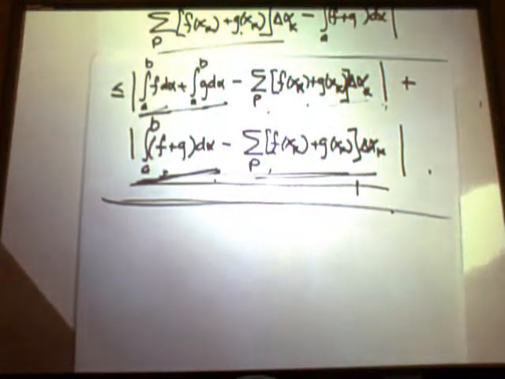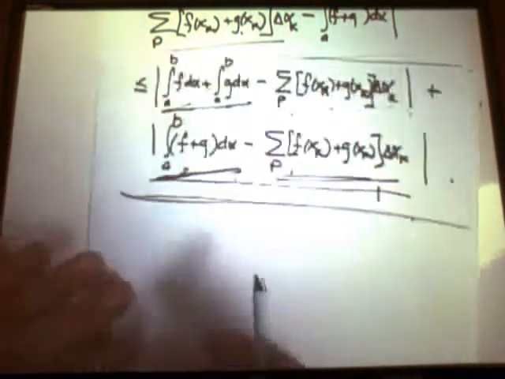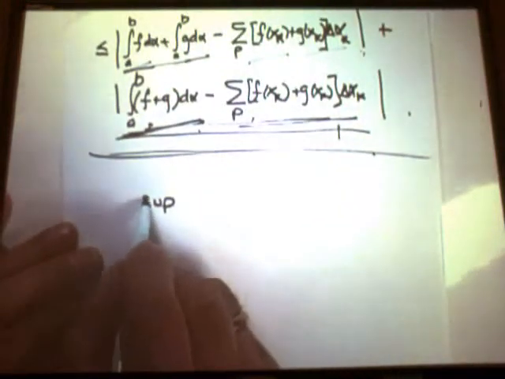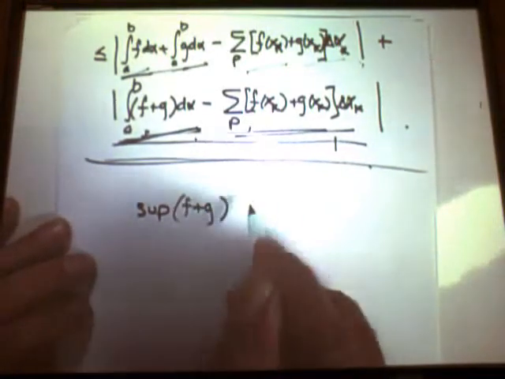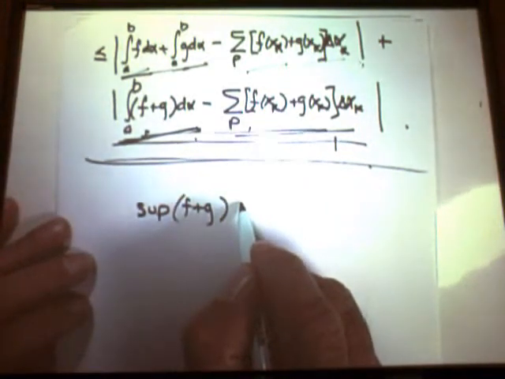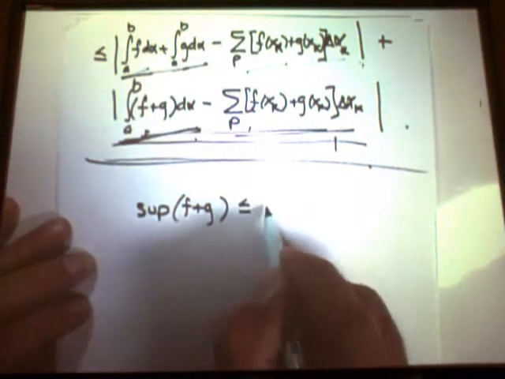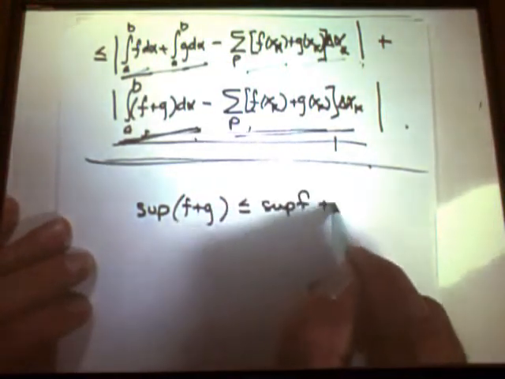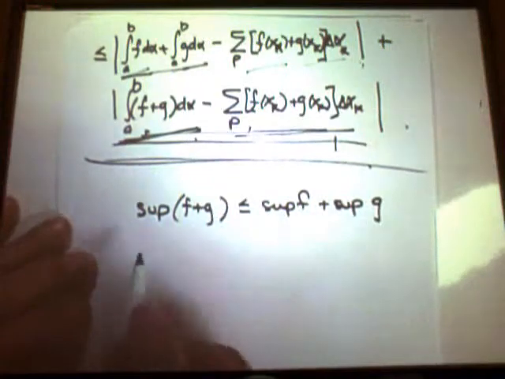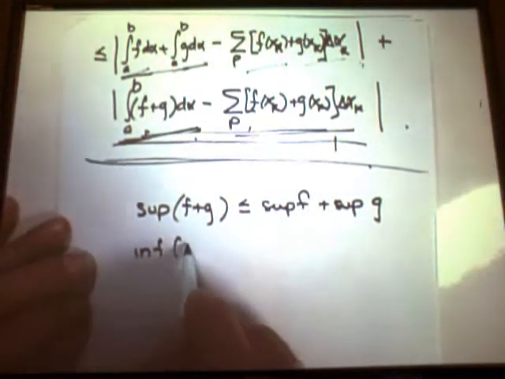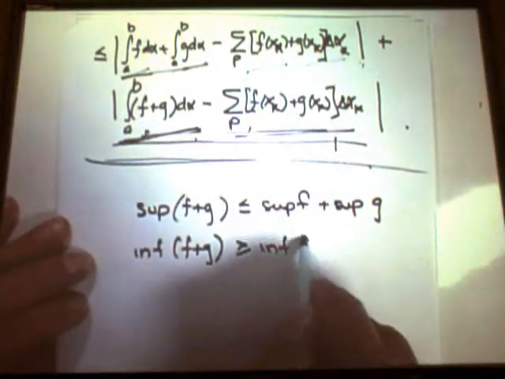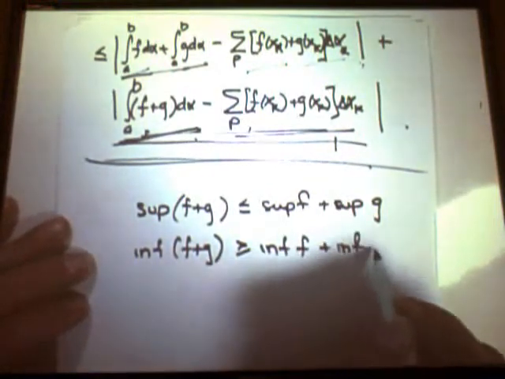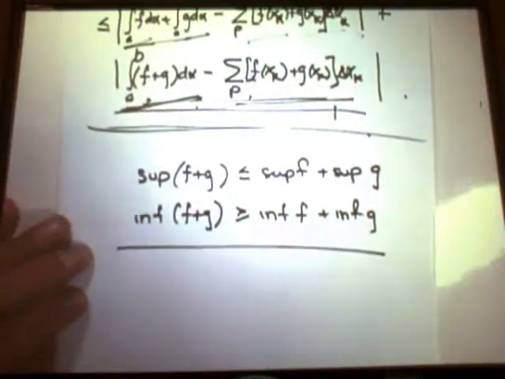Then you'd be right there. You'd have to have, well, I guess as long as you say this, the sup of f plus g is less than or equal to sup f plus sup g. And the inf of f plus g is greater than or equal to the inf of f plus the inf of g. You have to subtract those things, right?